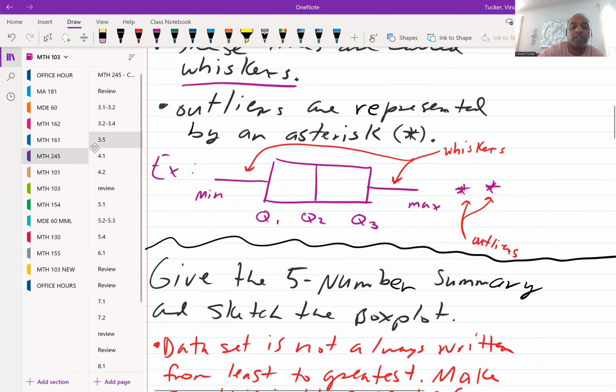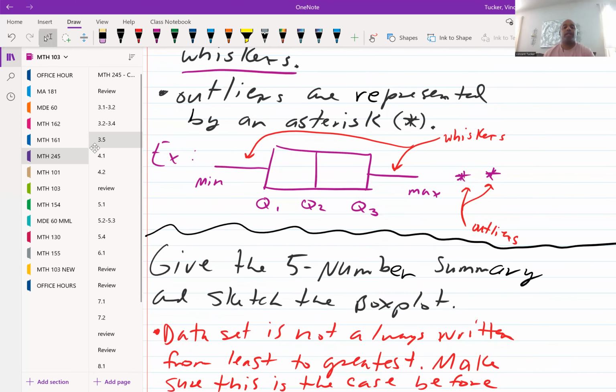So the directions could be: give the five-number summary and sketch the box plot. Notice it doesn't tell us to go through the process that we just finished going through. But in order for you to get your Q1, Q2, Q3, that's your quartiles, that's what we didn't finish doing. And then also establishing what numbers are actually outliers. We had to go through all of those steps. So really it's telling us to do that without telling us to do that.